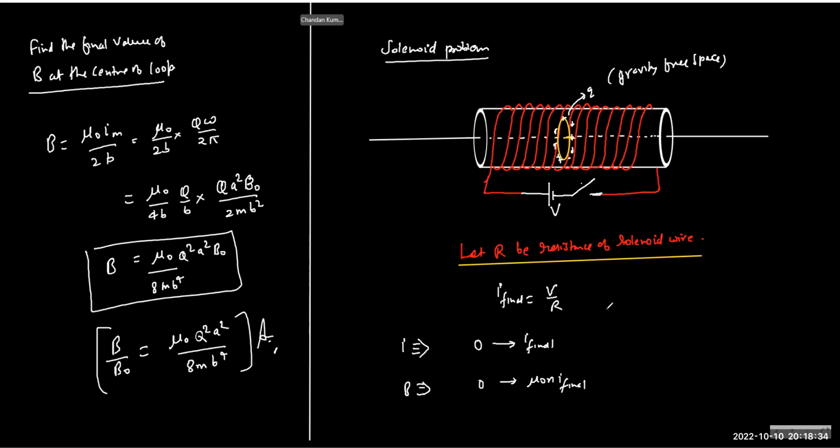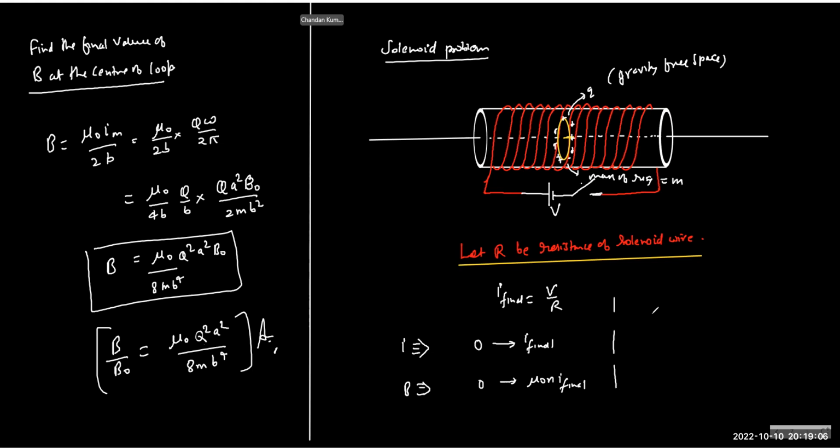So do you realize that during the switch on process, the similar thing will happen? The ring will experience the torque due to the induced electric field, and so it will attain the omega. So here the B will go from 0 to B naught and omega will go from 0 to omega naught. So you can take mass of the ring as m.